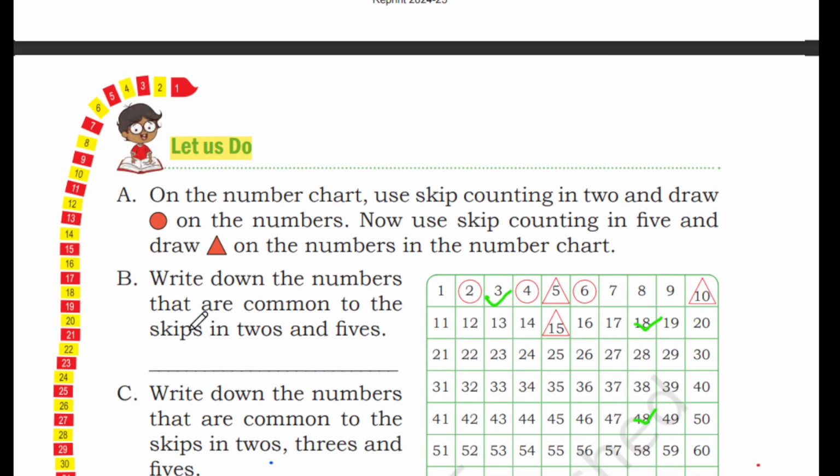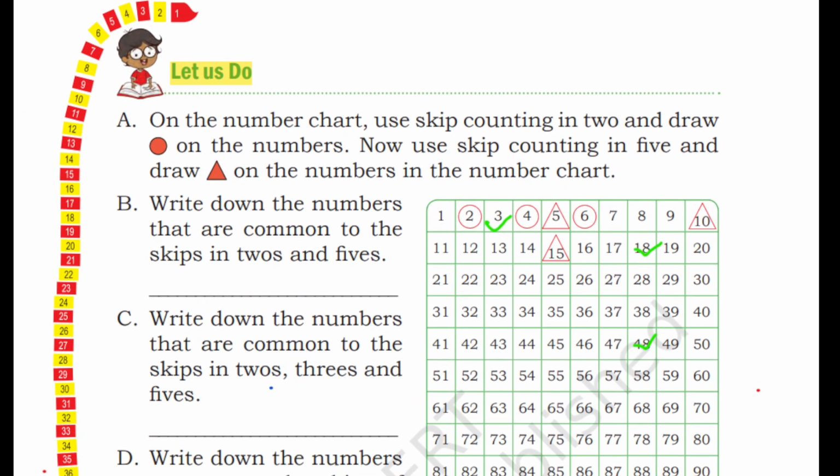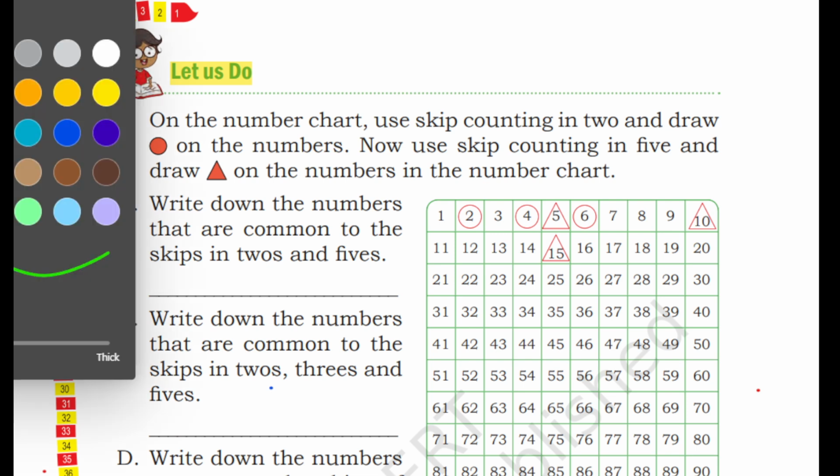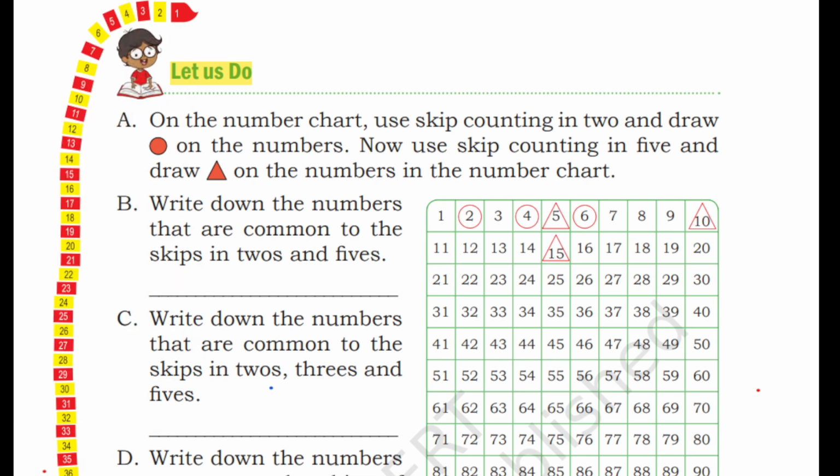In this one we are going to start with Let's Do. The first question they are asking: on the number chart, use skip counting in 2 and draw a circle on the number. So now we have to do skip counting by 2.